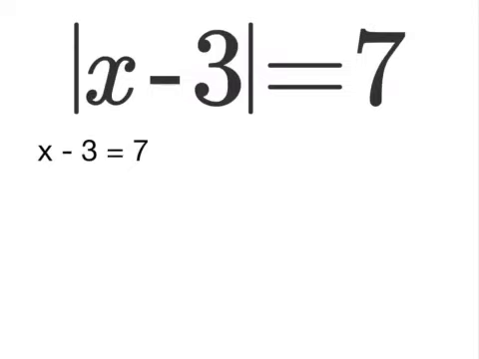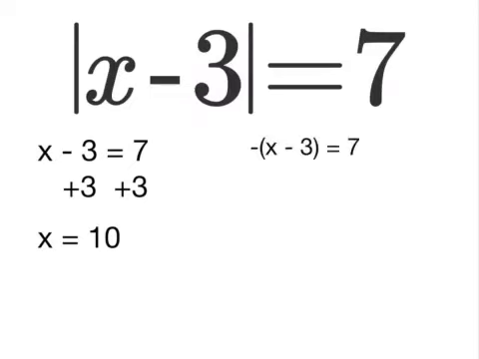x minus 3 equals 7. We would add 3 to both sides. x equals 10. Simple. Now the other version is where we have to take the negative version of this equation. In this case, negative x minus 3 equals 7, or as we would normally write it, negative x plus 3 equals 7. At that point, we subtract 3 from both sides instead of adding. Negative x equals 4, which means x actually equals negative 4.